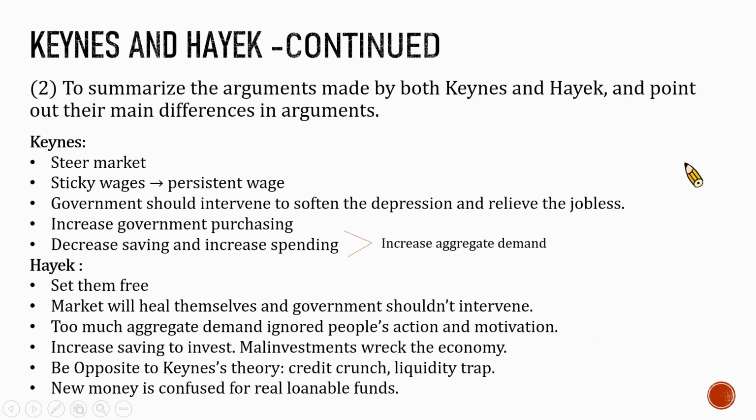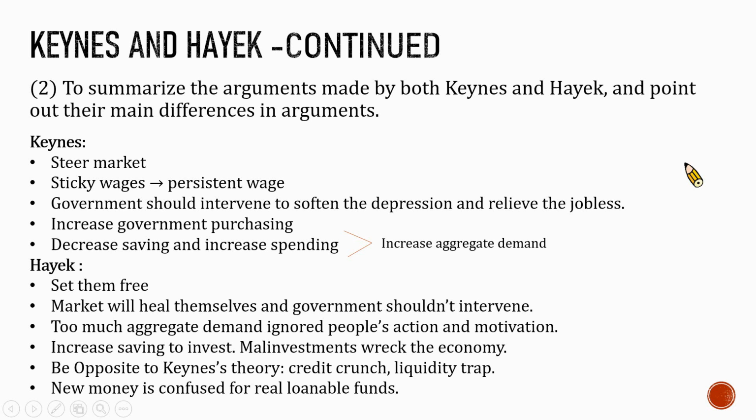And the second question: to summarize the arguments made by both Keynes and Hayek and point out their main differences in the argument. First, I'm going to introduce the background. In the early 20th century, there was the Great Depression. The U.S. Federal Reserve had kept interest rates too low throughout the 1920s. Consumer spending and capital investment dropped, causing steep declines in industrial output and unemployment.